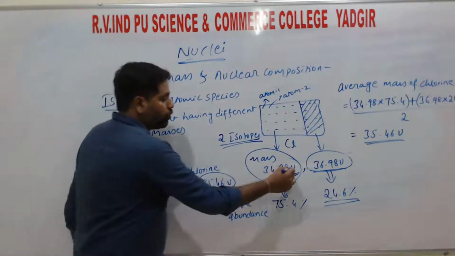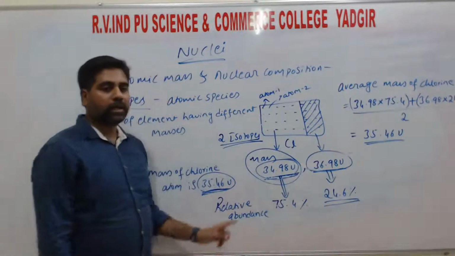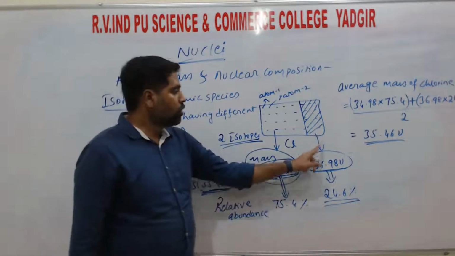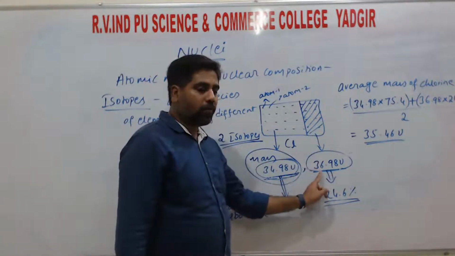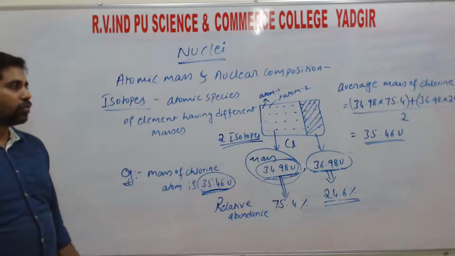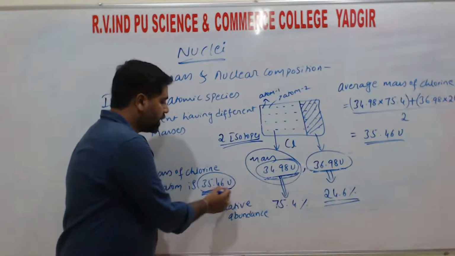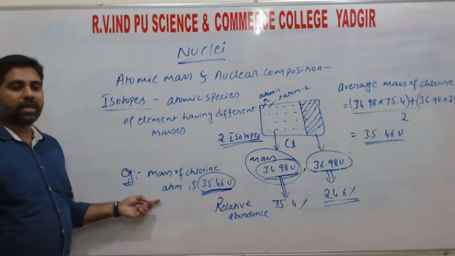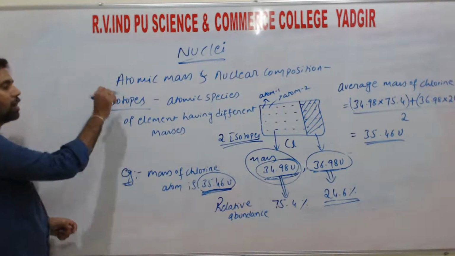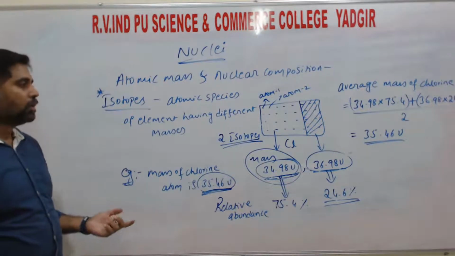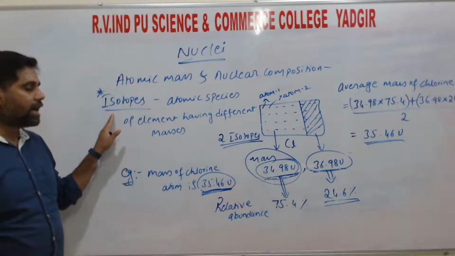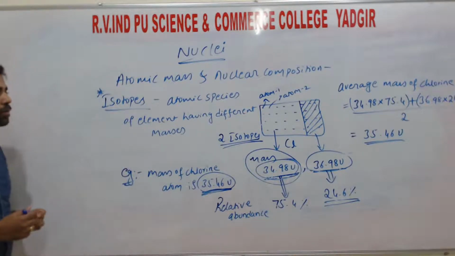The 34.98 mass of the chlorine atom has a relative abundance of how much? 75.4 percent, and the 36.98 mass has 24.6 percent, right? So if we calculate the average mass of chlorine, we get the same value as we took in the start, right? So the important one here is isotopes. What are isotopes? The elements which have different masses, those we call isotopes, right?